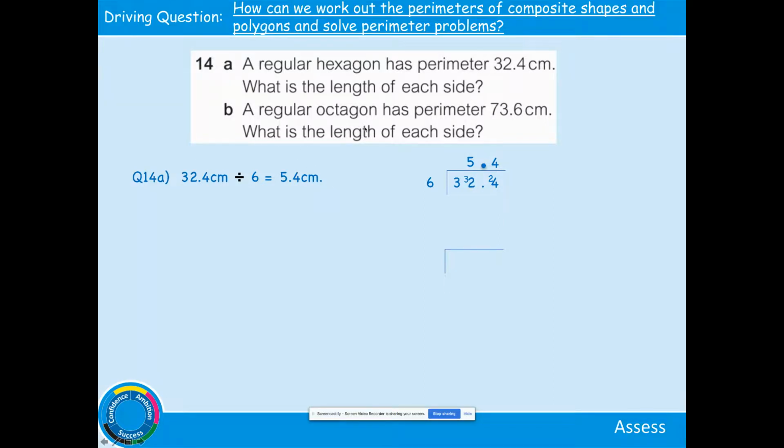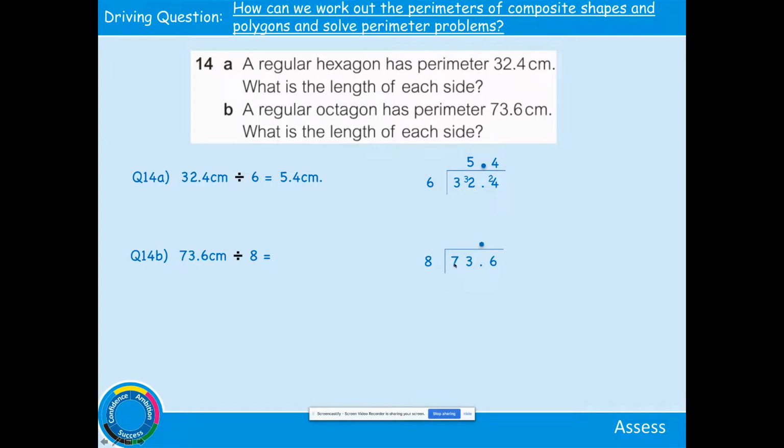Part B. An octagon has a perimeter of 73.6, so we can do 73.6 divided by 8, an octagon has 8 sides, oct, 8. Okay, again, it's got a decimal involved, so I'm going to do it out here. So I've got 73.6, divided by 8, line up your decimal.